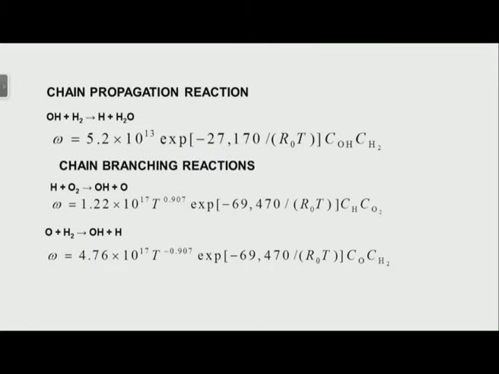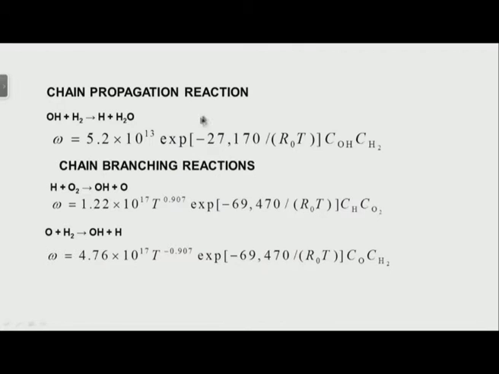I get a similar one for the chain propagation reaction, OH plus H2 gives H plus H2O. The rate of reaction is given in terms of the concentration of OH and H2. Similarly, for the chain branching reactions, H plus O2 giving OH plus O, or O plus H2 forming OH plus H, that means for each chain I form 2 more chains, the reaction rates are given by this. These are somewhat temperature dependent reactions, in addition to temperature coming under the exponential sign.